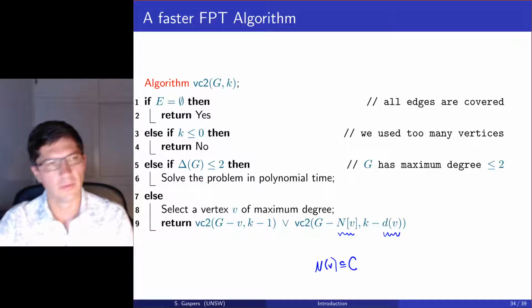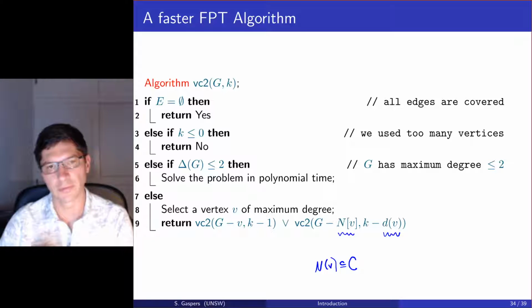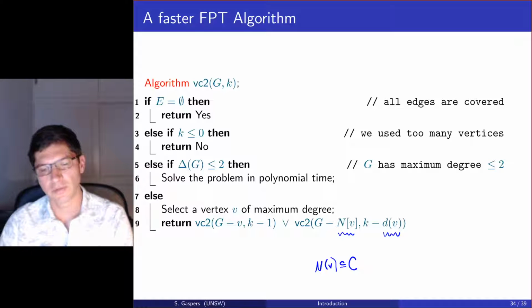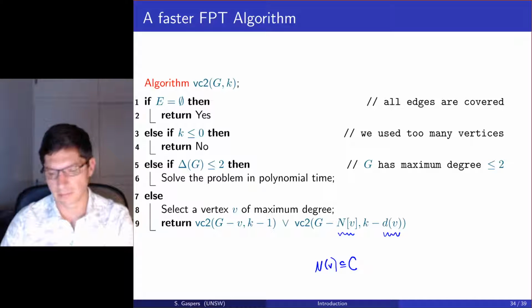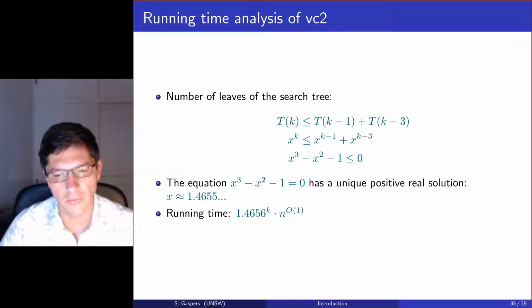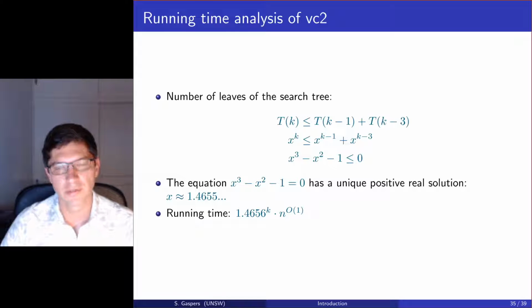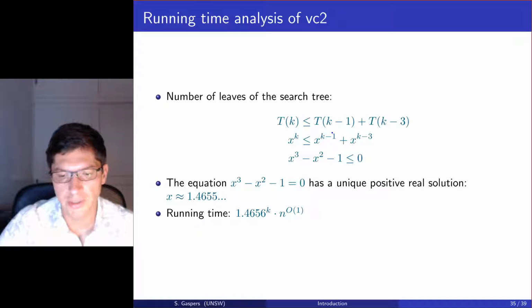So if v has degree 3, k decreases by 3, but we actually delete 4 vertices from the graph. So we put 3 of them into the vertex cover. Now we get an isolated vertex. v becomes an isolated vertex that we delete as well. Okay, so what's the number of leaves of any search tree corresponding to an execution of that algorithm? So we know now that in one branch, k decreases by 1, and in the other branch, it decreases by at least 3.